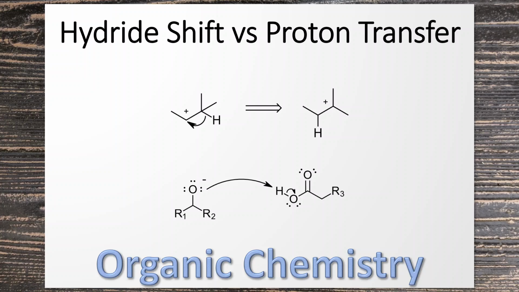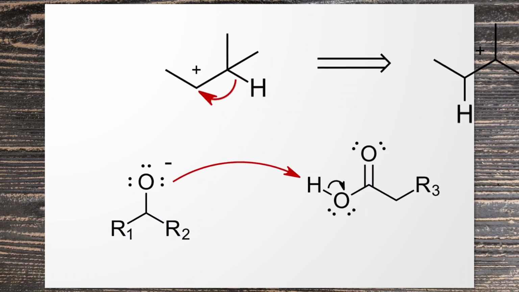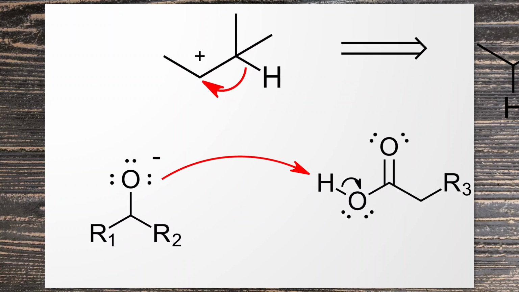In this video, we will go over the difference between a hydride shift and a proton transfer. A hydride shift happens when there is a carbocation that could be more stable, and a hydrogen will move with its electrons, allowing the carbocation to move to a more stable position. A proton transfer is one molecule stealing hydrogen from another molecule, but leaving its electrons.